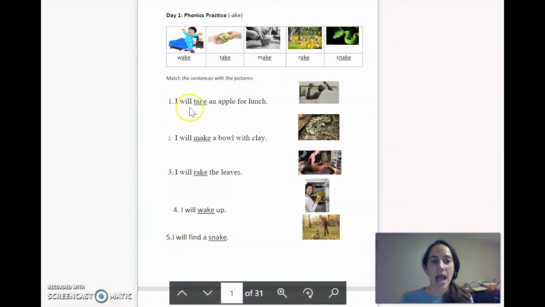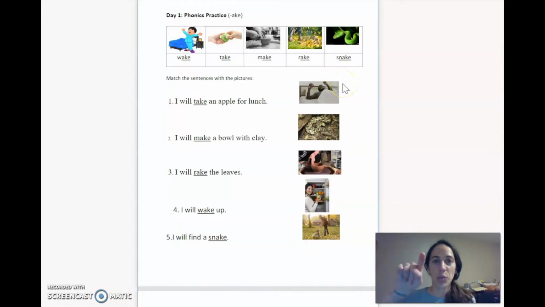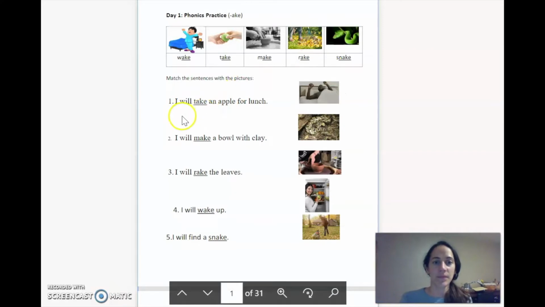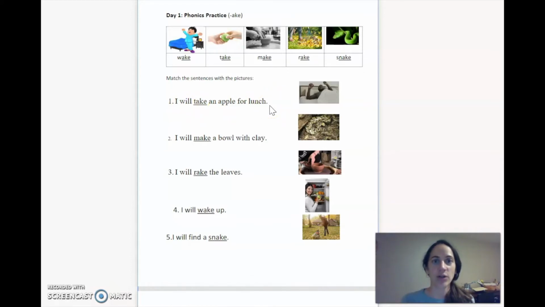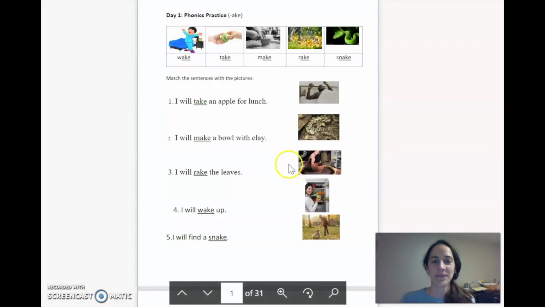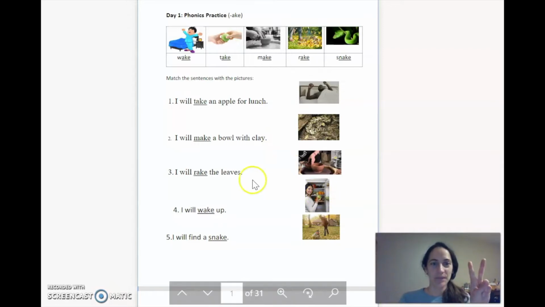Now, I will read the sentence. You can read it after me and find the picture. You can point or circle the picture. Number 1. I will take an apple for lunch. Your turn to read. Good. Which picture shows someone take an apple? Yes, good job.